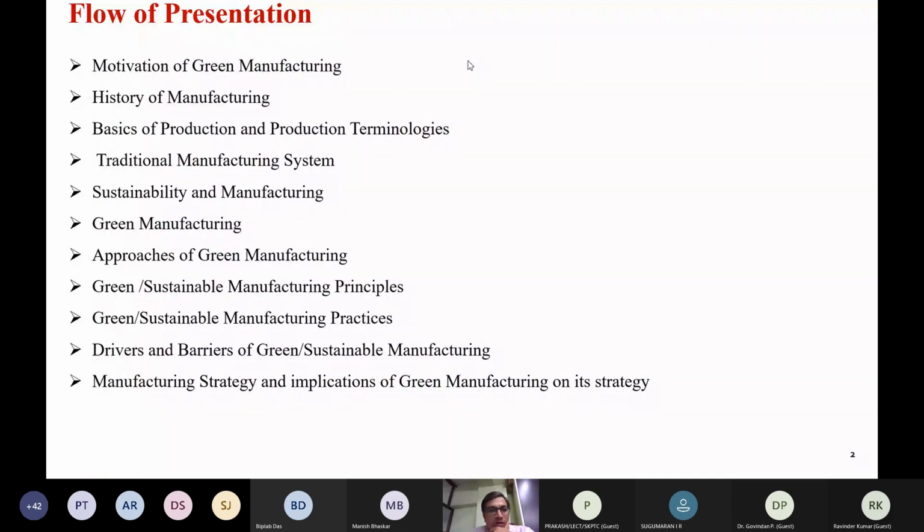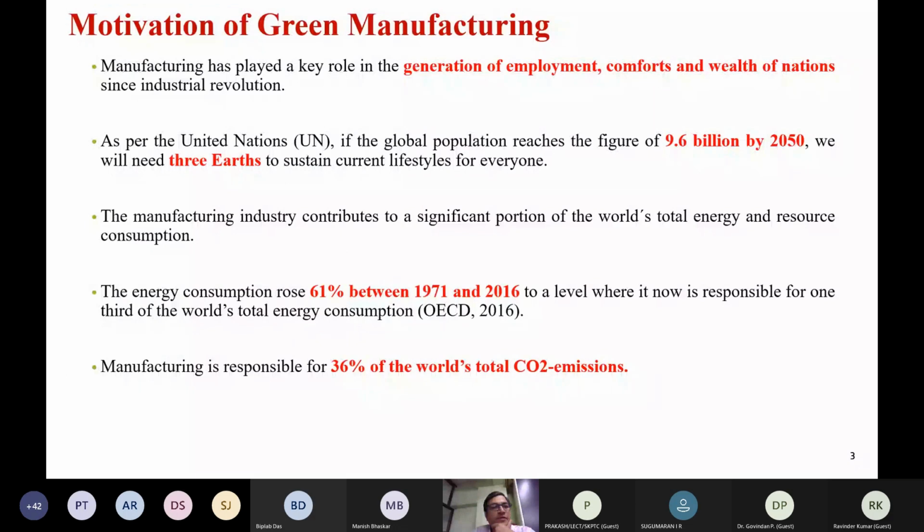Manufacturing has played a key role in the generation of employment, comfort, and wealth of nations since the Industrial Revolution. Means there is a significant role of manufacturing in the development of any country, in the form that manufacturing provides a lot of employment. It also creates wealth for the organizations. That's why it has a significant role in the development of any country, any place, and any organization.